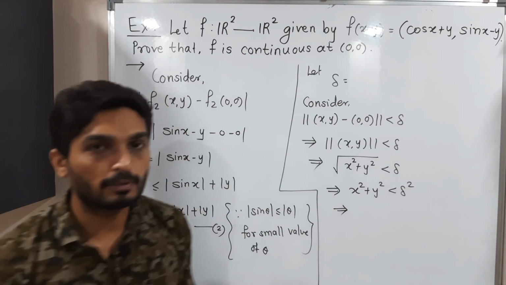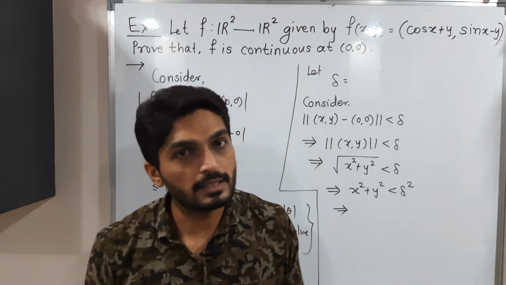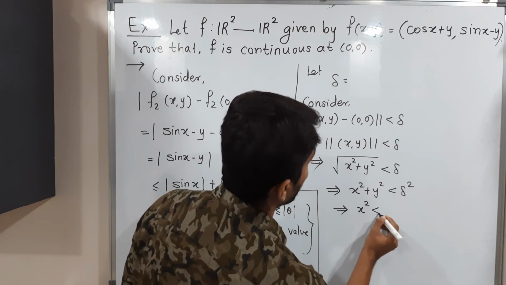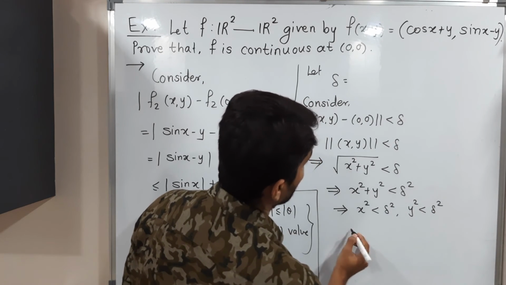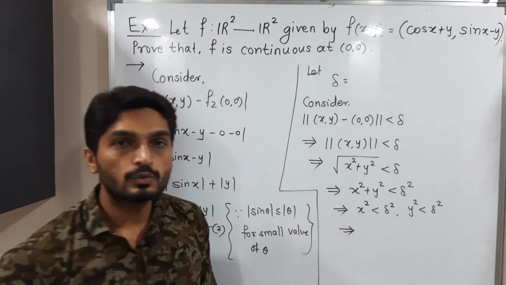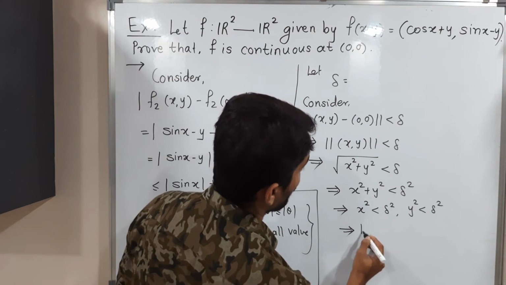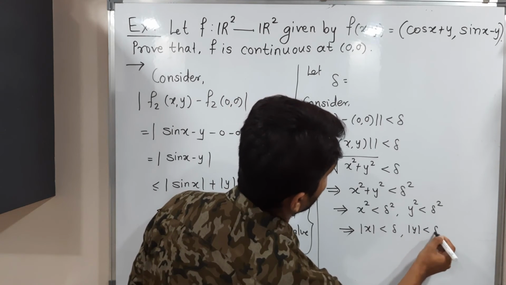I'm sure you're familiar with this step. After that, the sum of these two positive numbers is less than delta square. So that's why each of them is less than delta square. So x square is less than delta square and y square is less than delta square. After that we'll take the square root of both sides. So mod x is less than delta and mod y is less than delta.